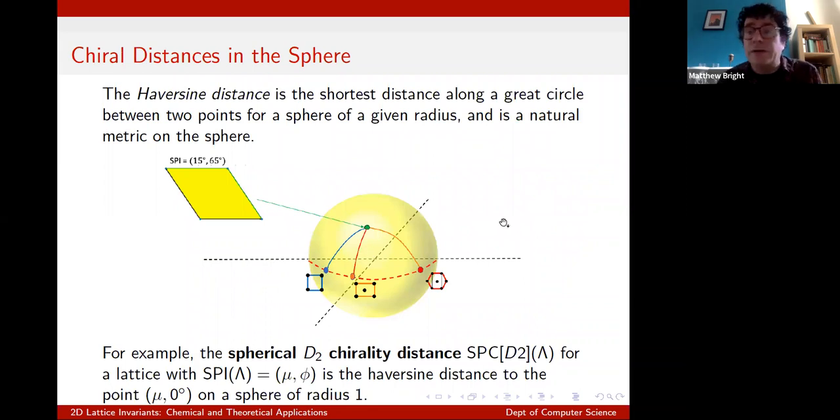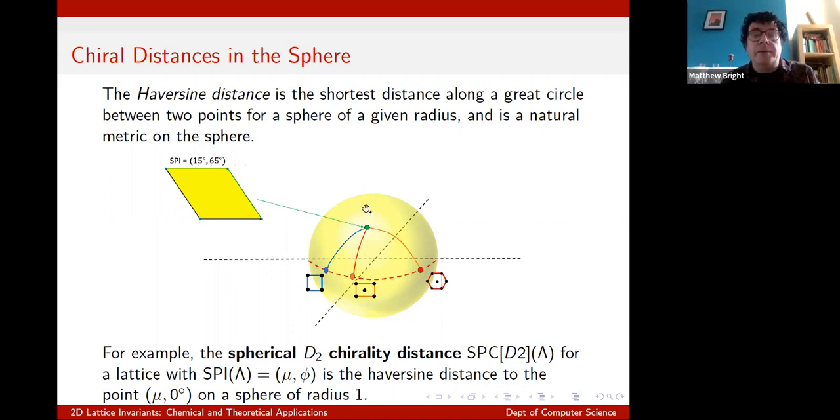And there's a very nice sphere metric. It's a spherical metric. You know, sailors have wanted to find out the shortest distance between two points on a sphere for fairly obvious reasons for hundreds of years. And since the 1800s, people have published charts of what's called Haversine distances. There's an algebraic expression for this, but we can describe it as being the shortest distance along any great circle between two points on a sphere of a given radius. It's a very natural metric on the sphere. It's obviously got a finite range of values.